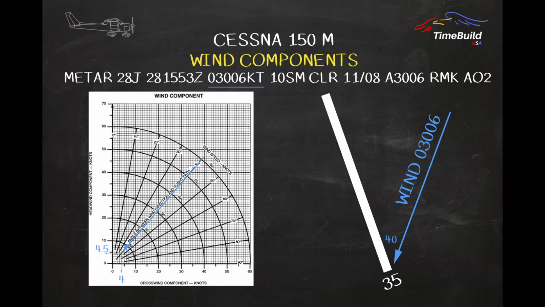It is important for a pilot to know the headwind and crosswind component affecting takeoffs and landings. The headwind component is necessary for takeoff and landing distances, while the crosswind component is important for respecting aircraft, company, and personal limitations. For today's flight, we are planning to depart runway 35 at Palatka Airport. The winds are reported from 030 degrees at 6 knots. This yields a crosswind component of 4 knots and a headwind component of 4.5 knots.